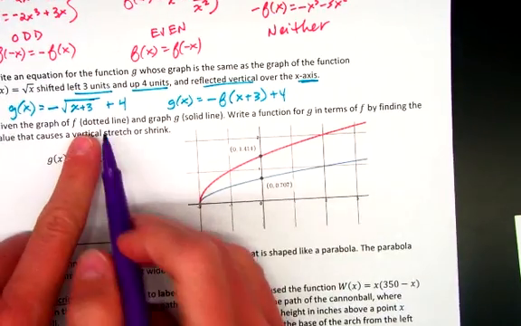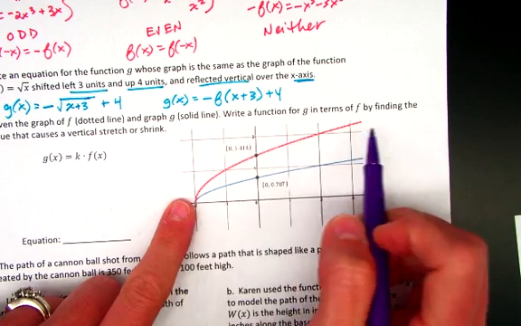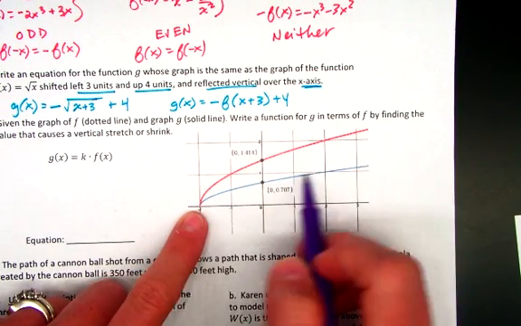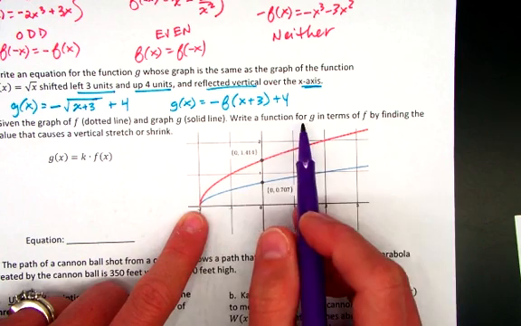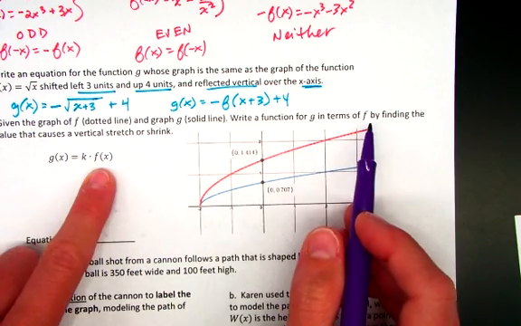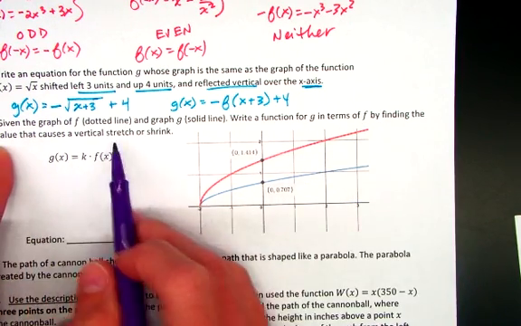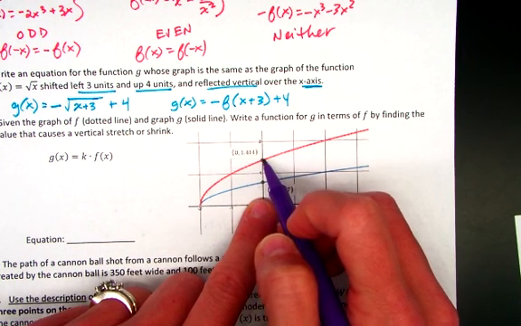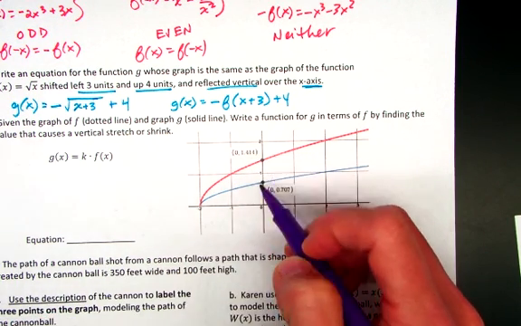F is our dotted line. That's this first one right here. This is our dotted line. G is the solid line below that. And we are trying to write G in terms of F by finding the K value that's a stretch or shrink. Now, if I'm going from red to blue, I can see that I'm shrinking.